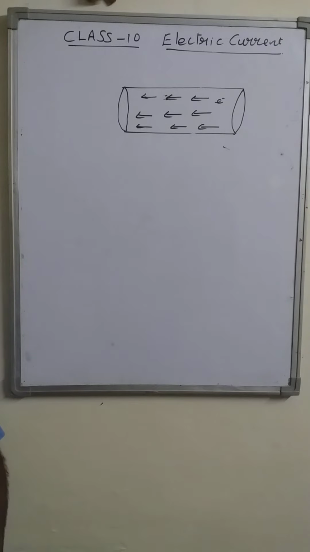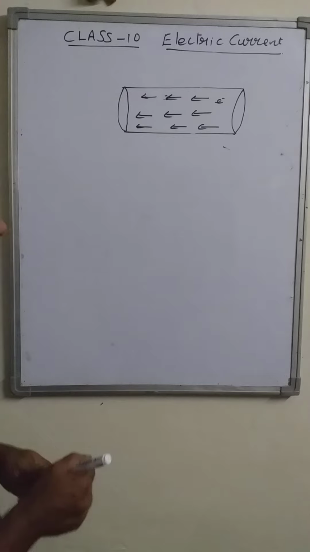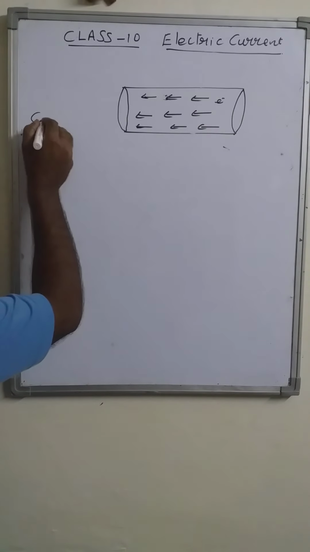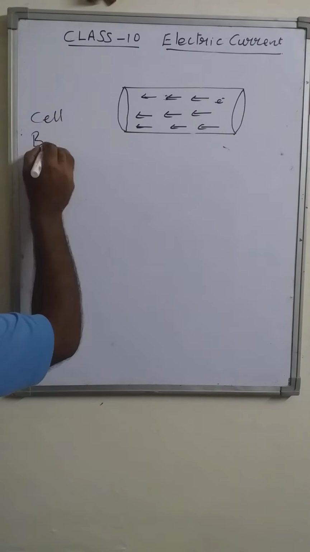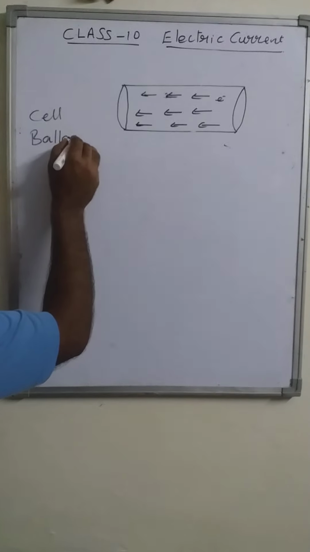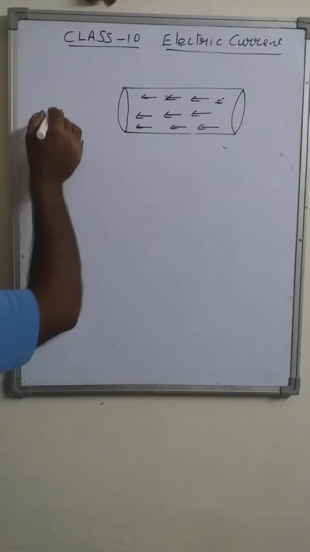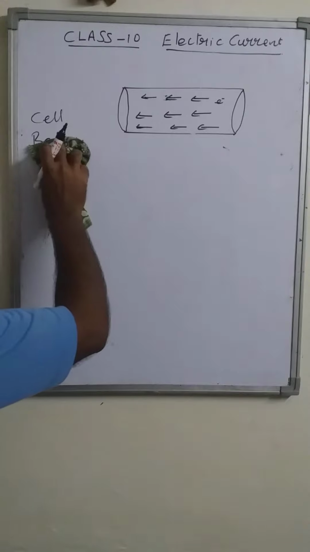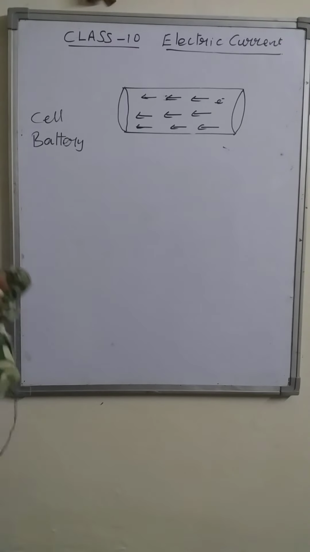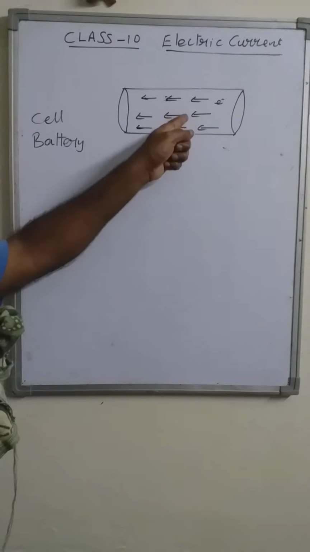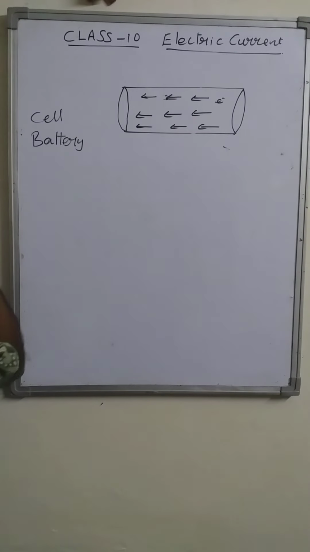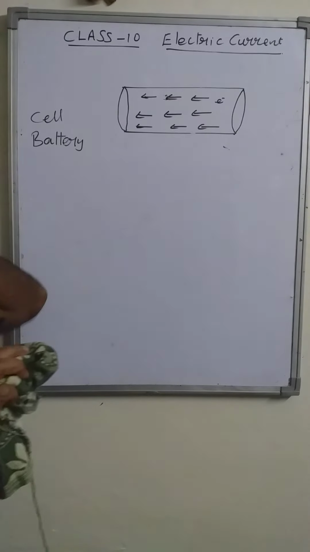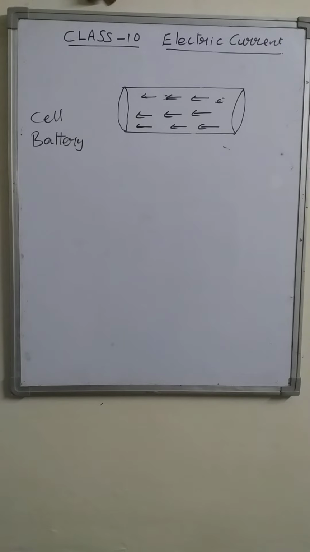That is the source of electric current. We have so many sources of electric current, like the cell, battery, and some other things. Now we are going to use this cell or battery in this chapter as the source of electric current, which makes these electrons move in a particular direction inside the conductor.